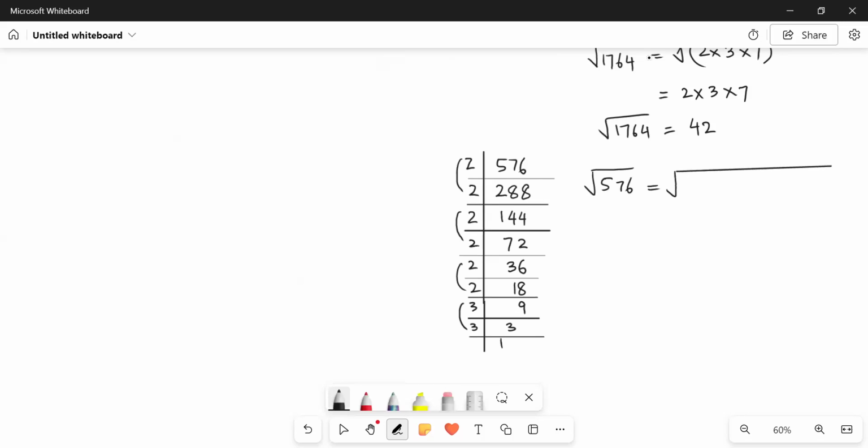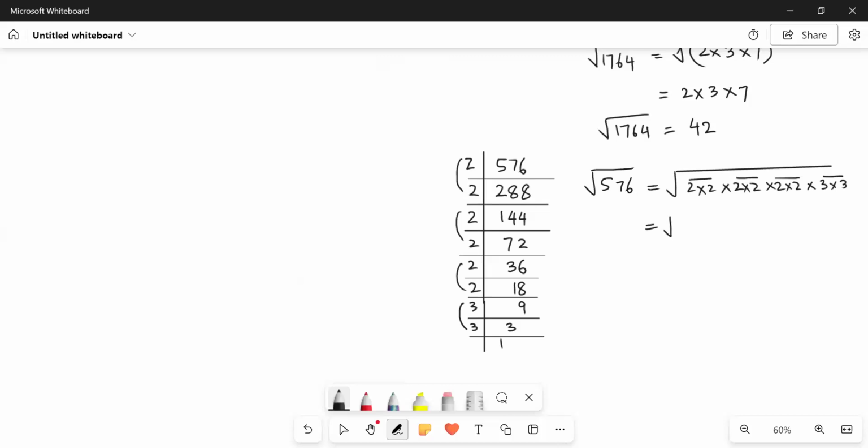Okay, just follow the steps. 2 into 2, 1 pair. 2 into 2, another pair. 2 into 2, the third pair of 2. So we have a total of 3 pairs of 2 in this number. And then a pair of 3.